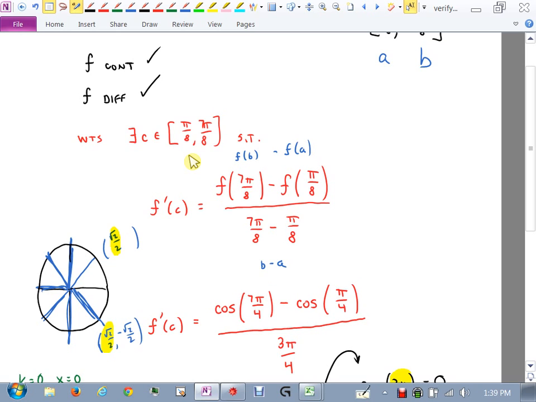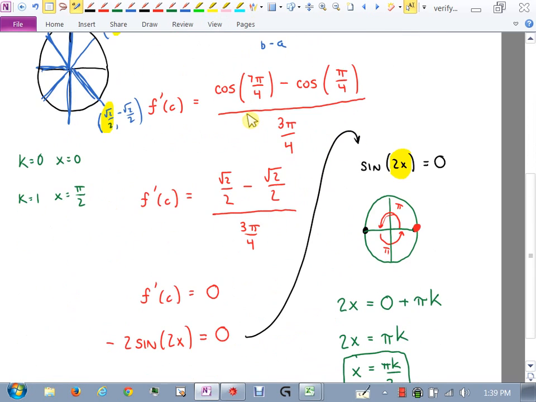Why? It just is? See, it's obvious for some people and not for others, so I'm just going to point it out. Pi over 8 is the same as 1/8 of pi, right? 7 pi over 8 is 7/8 of pi. I wanted to know if 1/2 pi was in here. Which is 1/8 smaller than a half? Is 7/8 bigger than a half? So basically, the pi's don't matter. You just look at the coefficient in front. So 1/2 is between there. So yes, that is a solution.